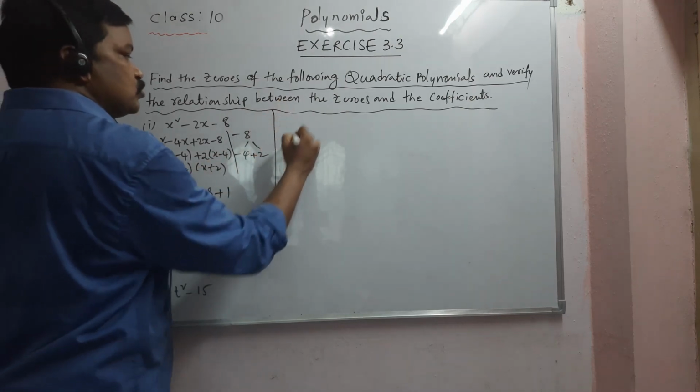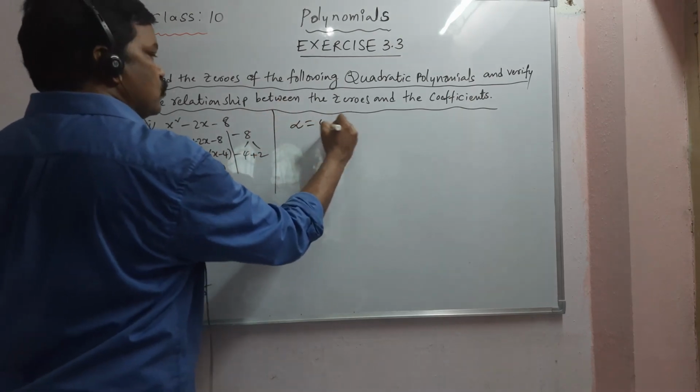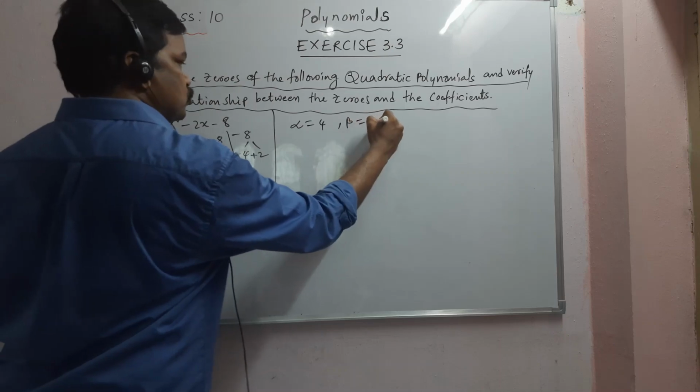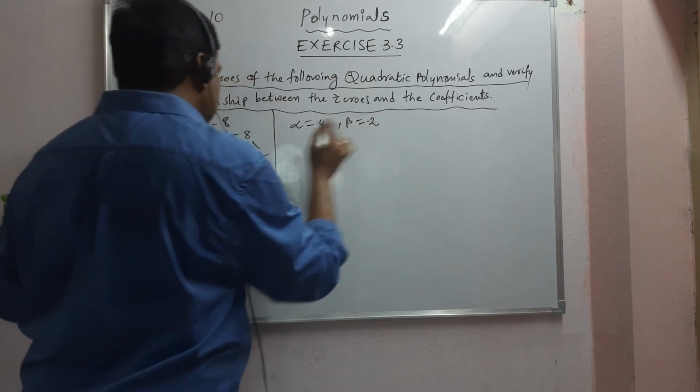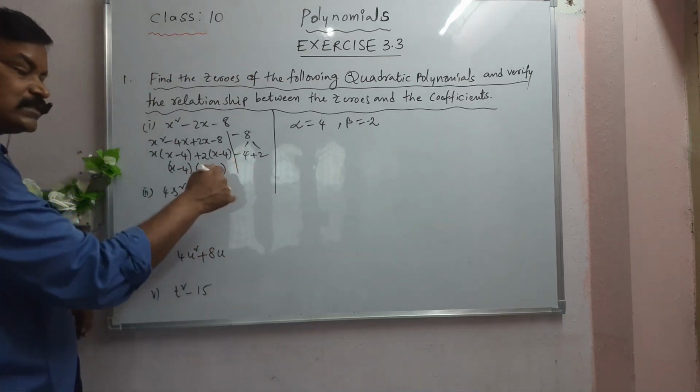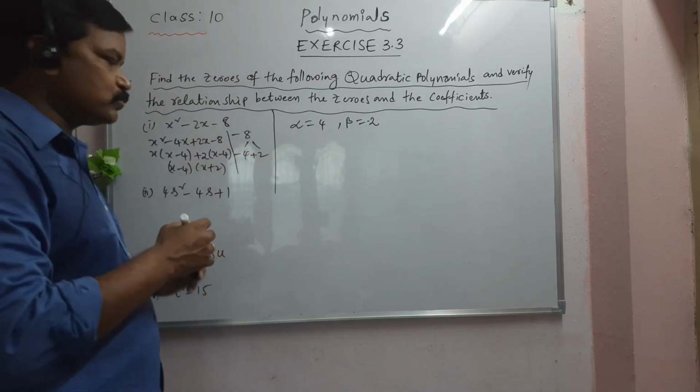Therefore, the zeros: alpha is 4 and beta is minus 2, since x plus 2 equal to 0 means x is equal to minus 2.